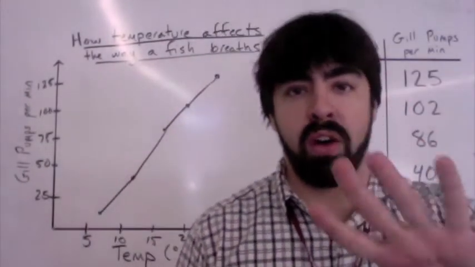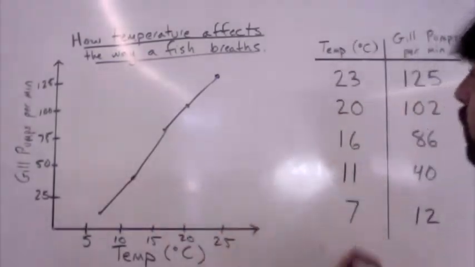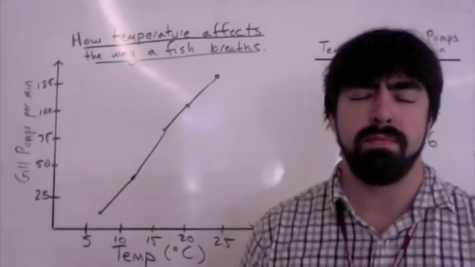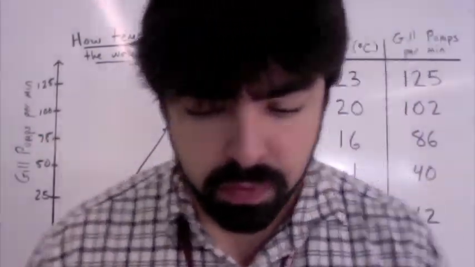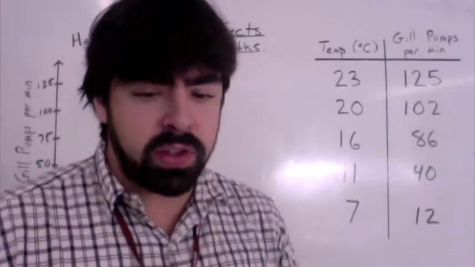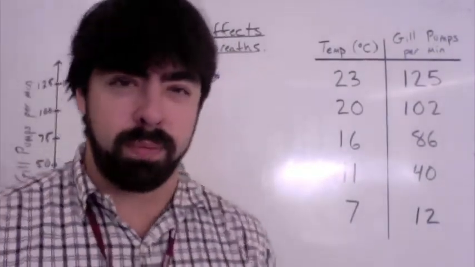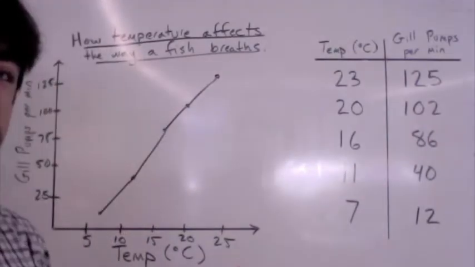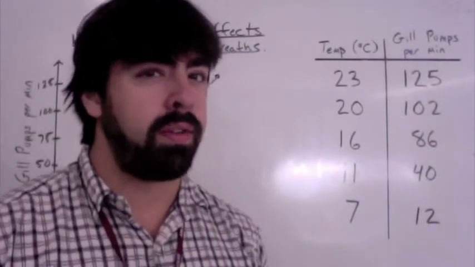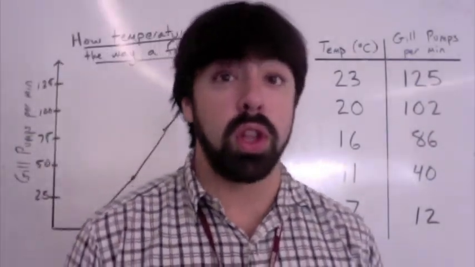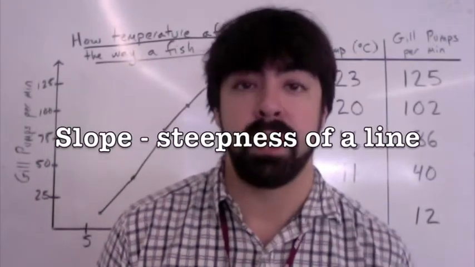Cool. We've got all four things. This is exactly what you want a graph to look like when you're done. Beautiful, perfect, awesome. So the last thing I wanted to talk about is slope. Well, what is slope? You remember? Ever used it before? Slope is going to be how steep the line is.